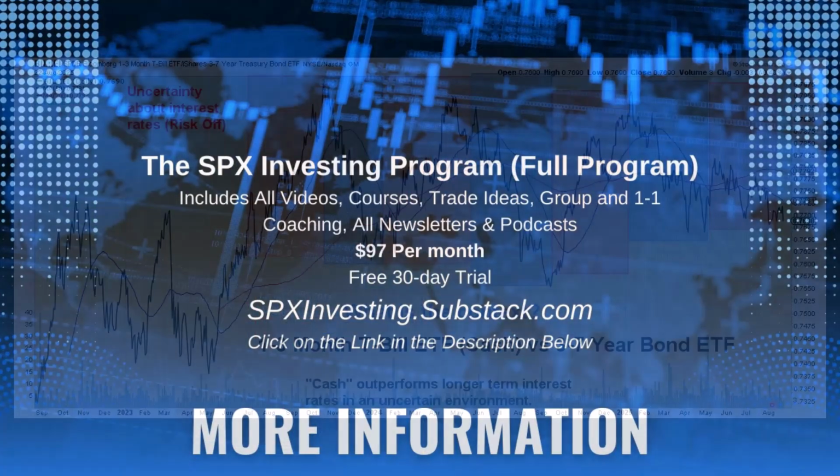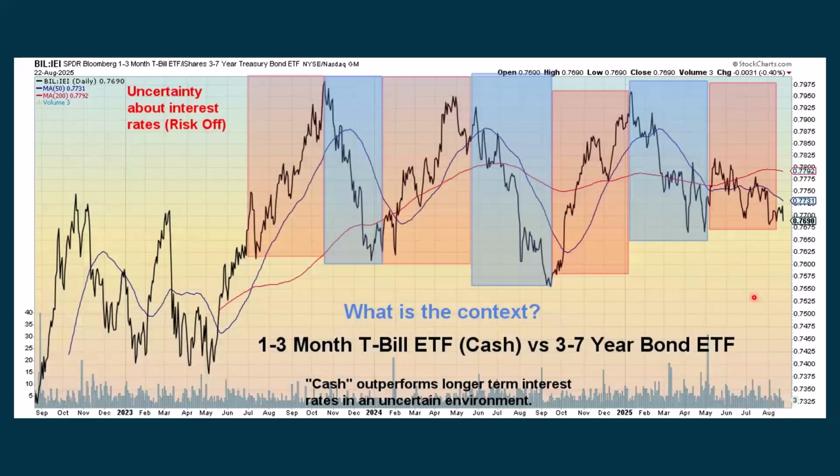And then we look at the relationship between different types of bonds, different maturities mainly, and we see, is the bond market concerned about inflation and interest rates? Not according to this chart. This ratio continues to go down. This means that cash is underperforming 3 to 7 year bonds. When this ratio is going up, that means there's uncertainty about inflation and interest rates, and we're continuing to go down with this ratio.